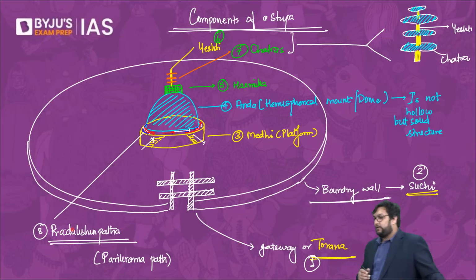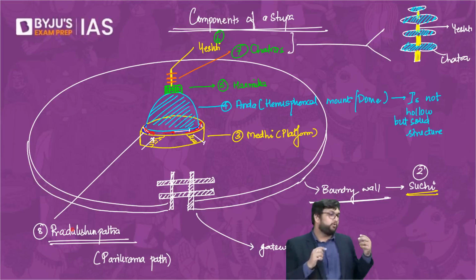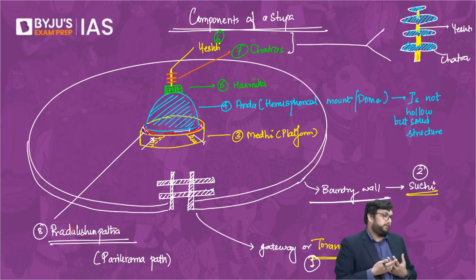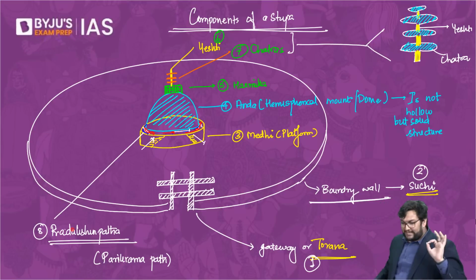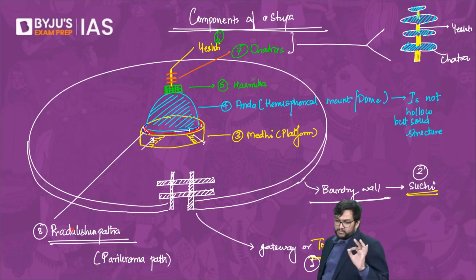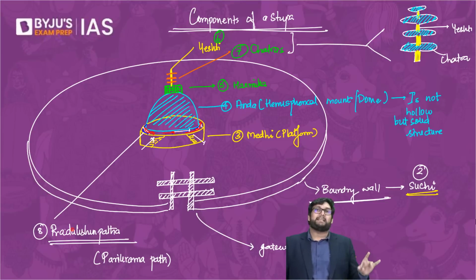Pradakshin Path is basically to go around something. Again, I hope that you have done it in your life. If you haven't, go to a temple and you will. So there are 8 things which are written on the slide.